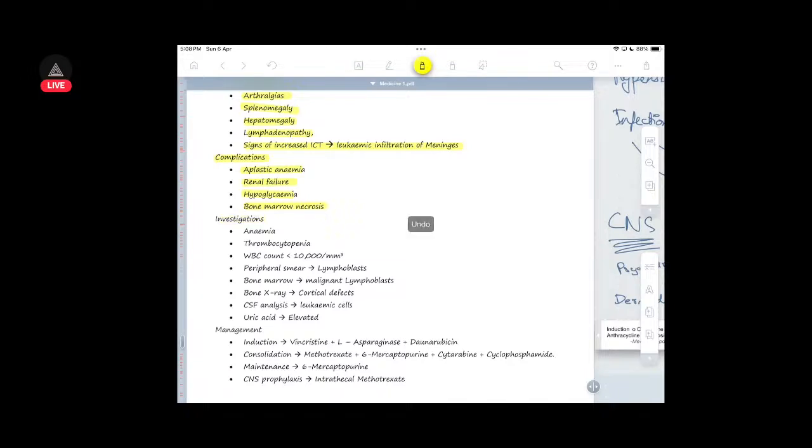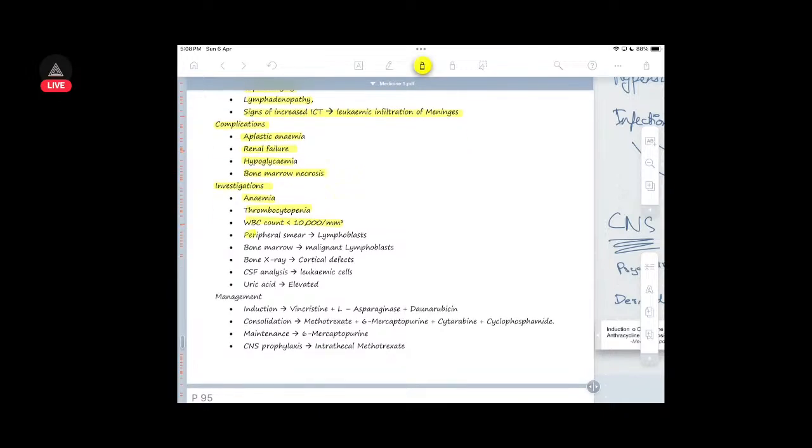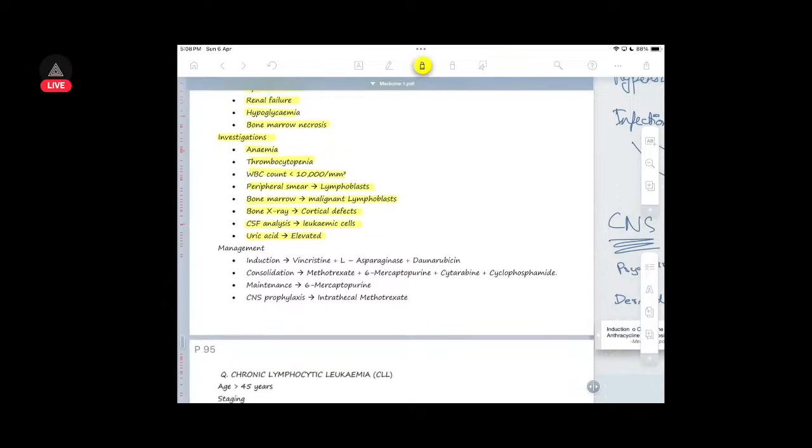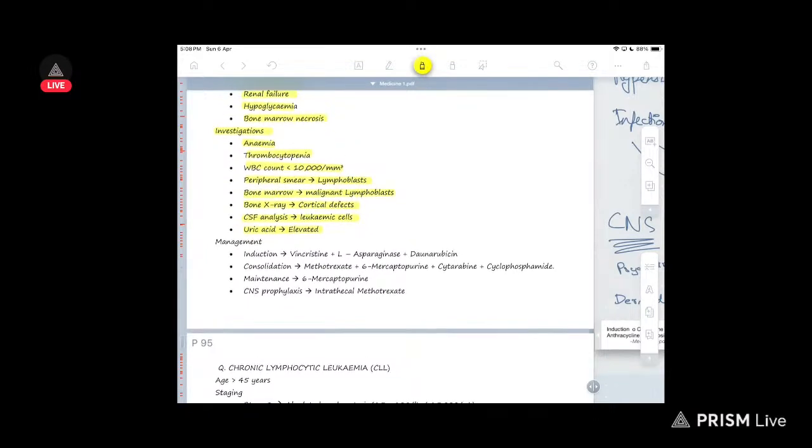Going on to investigations, anemia will be there, thrombocytopenia will be there, WBC count will be less than 10,000. Peripheral smear will show lymphoblasts, bone marrow will show malignant lymphoblasts, X-ray will show cortical defects, CSF analysis will show leukemic cells, and uric acid will be elevated generally.